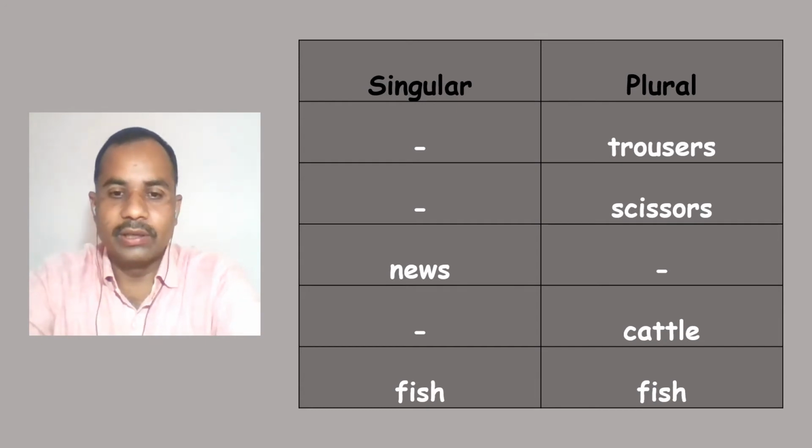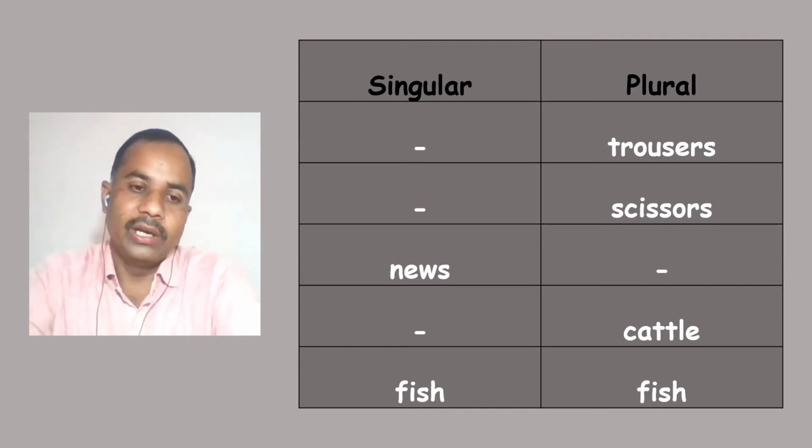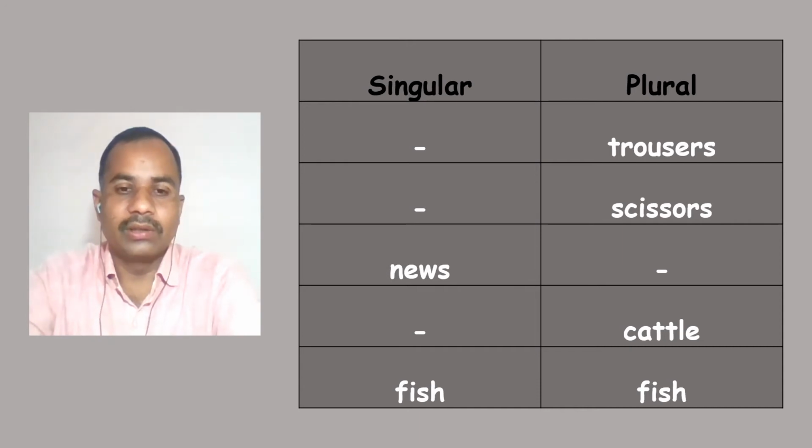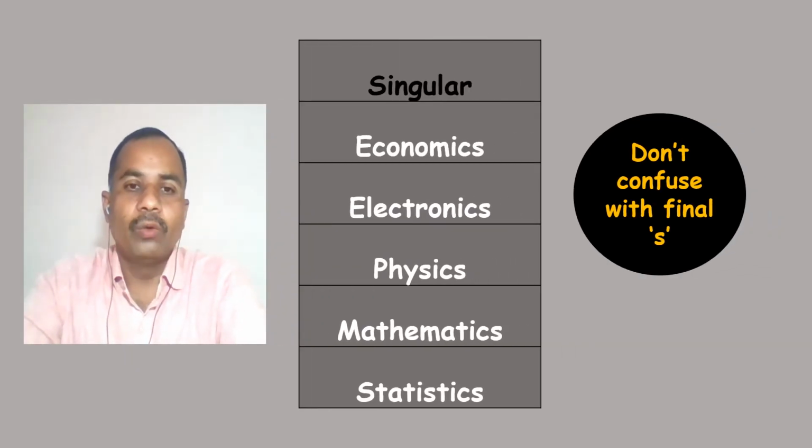But some nouns never change, they never add s or es or something like that. They come as they are, and many times fish remains as it is, but in certain contexts they may change. Now you have to keep in mind that there are some fields or subjects that end with the letter s or an s sound. So don't be confused by the final s in these subjects. For example, we have economics, electronics, physics, mathematics, and statistics. So these names should always be used in the singular.